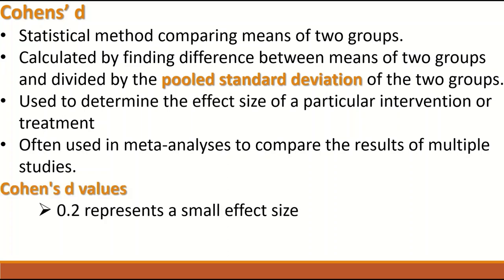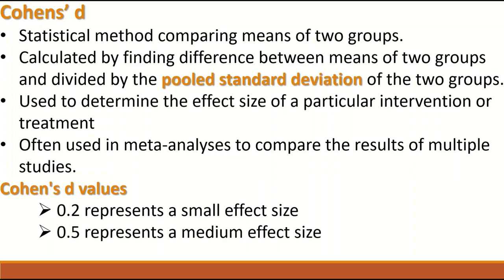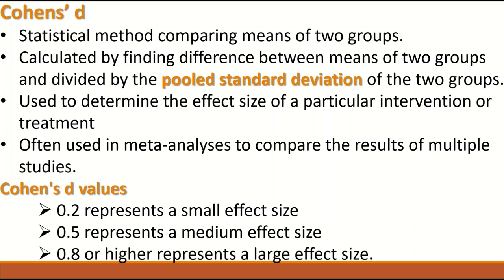Cohen's D values can range as shown here. If it has a value of 0.2, then this represents a small effect size. If it is 0.5, then it's a medium effect size, and 0.8 or higher represents a large effect size.